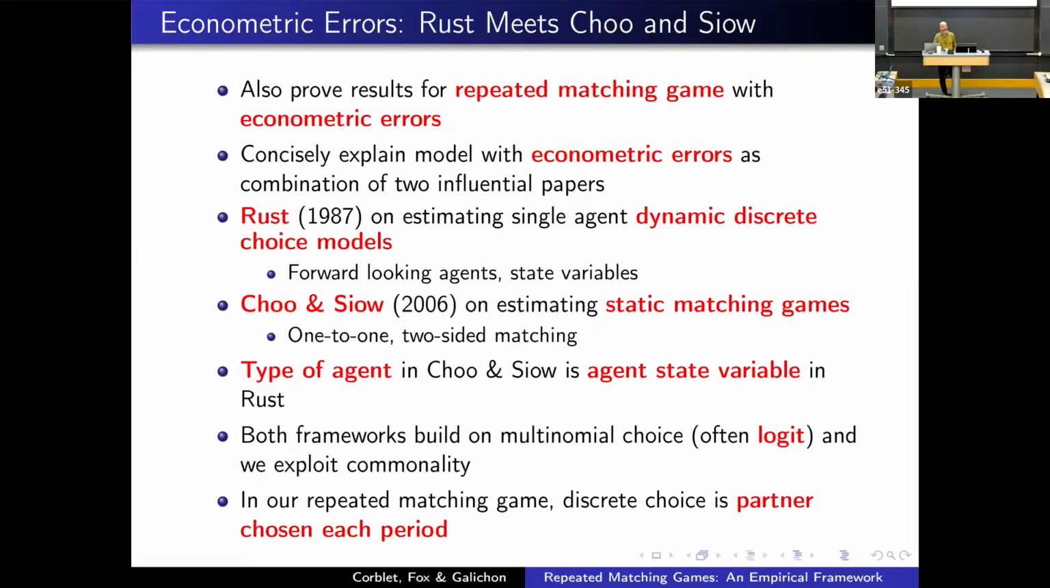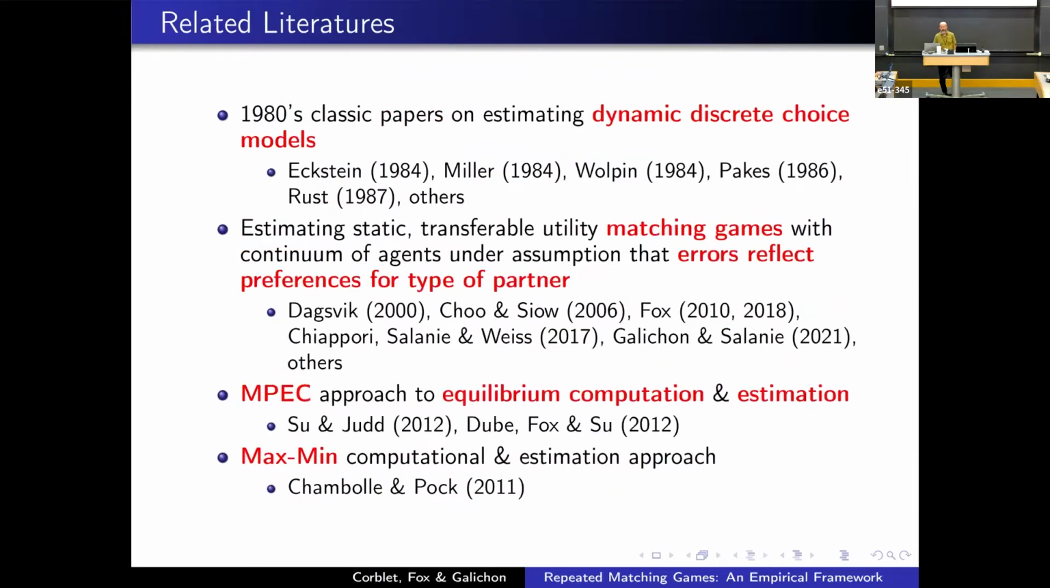And so to think about it, that discrete choice that you're making each period is the partner that you match. Of course, Bob and many other people worked on discrete choice models as well in the 80s. Some other important work is on estimating static matching games. I did some stuff on that.